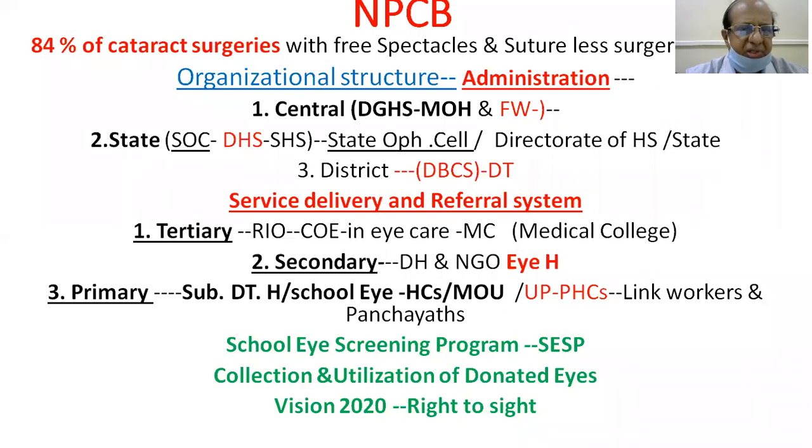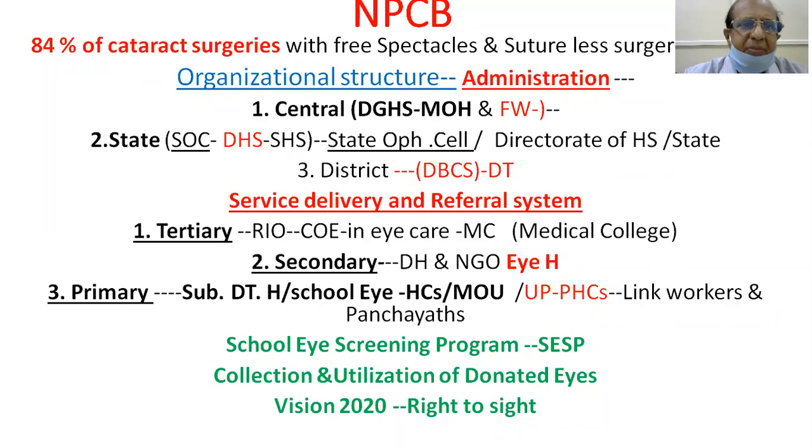Tertiary is the top, secondary is the middle, primary is the base. So in the central, DGHS, Ministry of Health and Family Welfare Department; at state level, District Health Service and State Health Services, State Ophthalmic Cell, Directorate of Health Services; and at district level, District Control Society will be there. Service delivery and referral system.